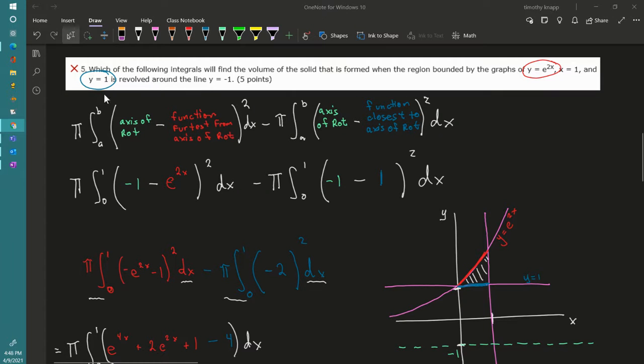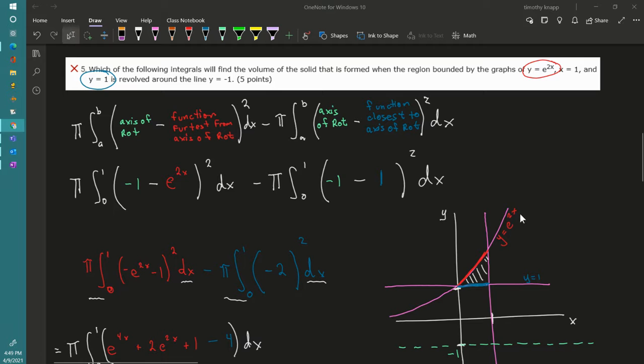All right, hey guys, here we're doing a question. It says, which of the following integrals will you find the volume of the solid that is formed when this region is bounded by this function, and this function here. And then they also give you x equals 1. So x equals 1 is here.